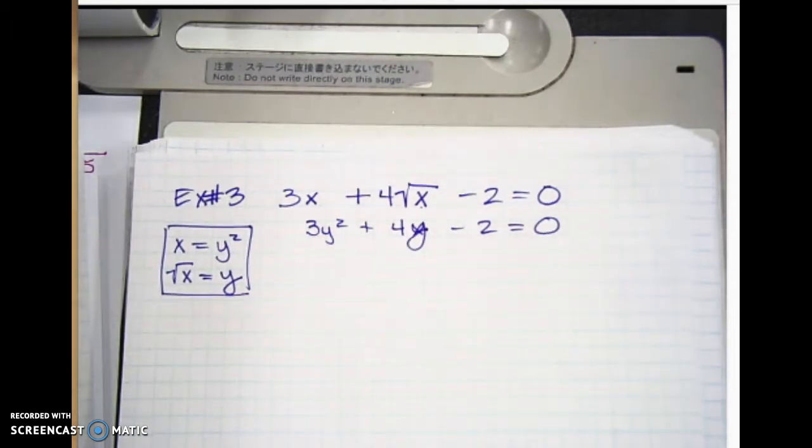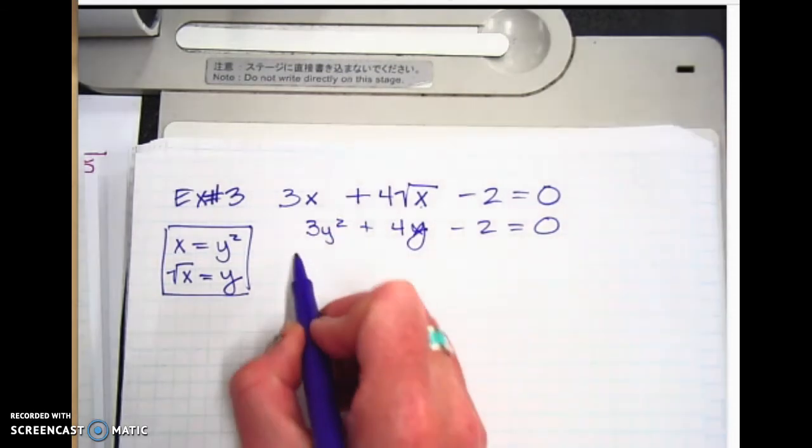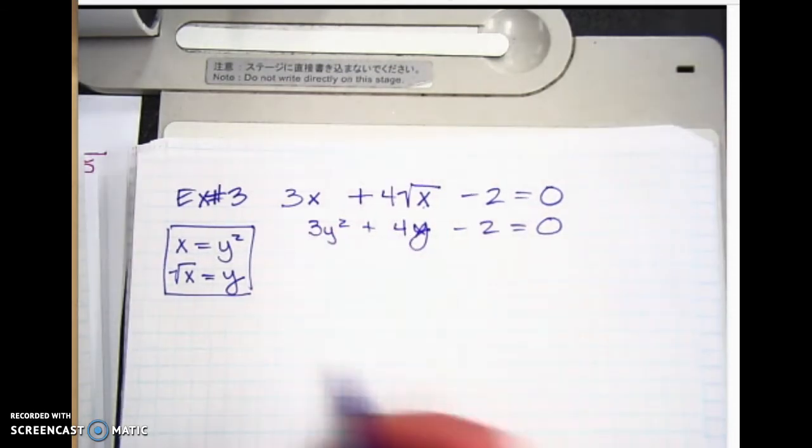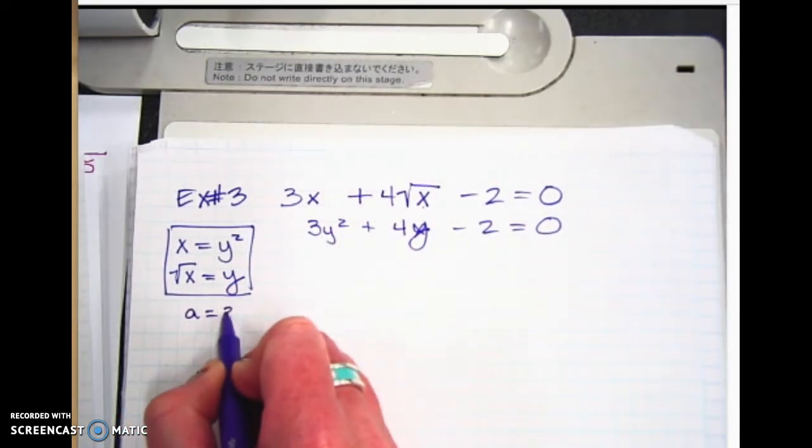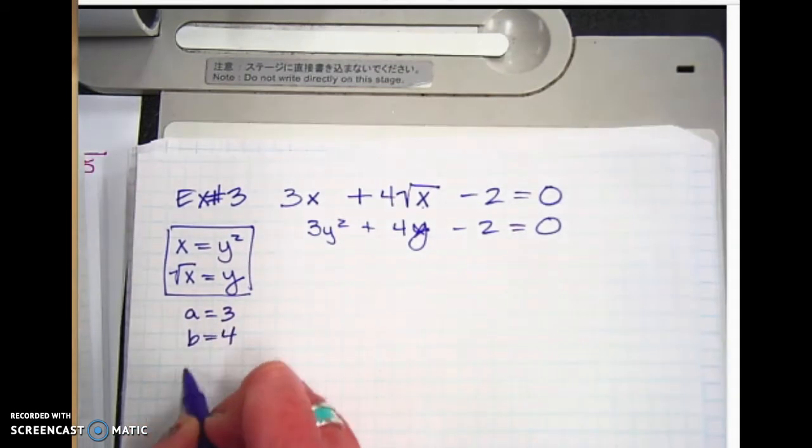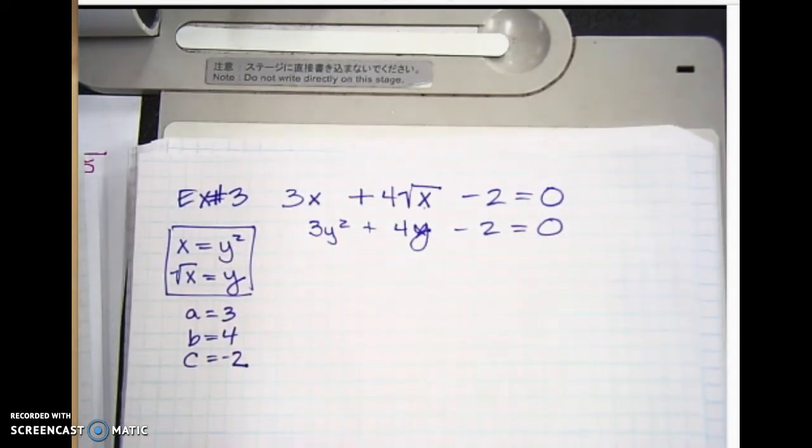Okay. So always look for a GCF. See if it's easily factorable, or if you could do slip and slide. I'm going to use the quadratic formula on it. So I'm going to look for the a, the b, and the c. So the a is 3, the b is 4, and c is -2.